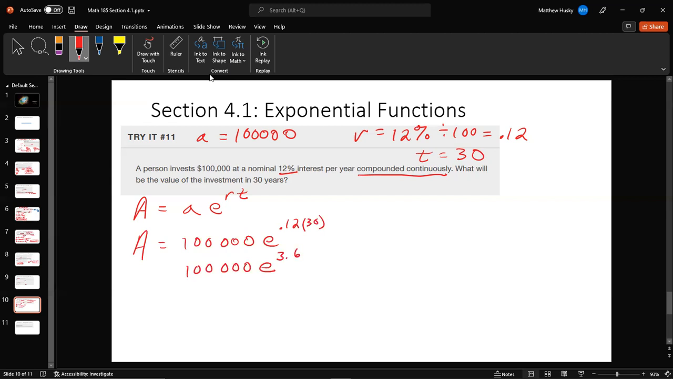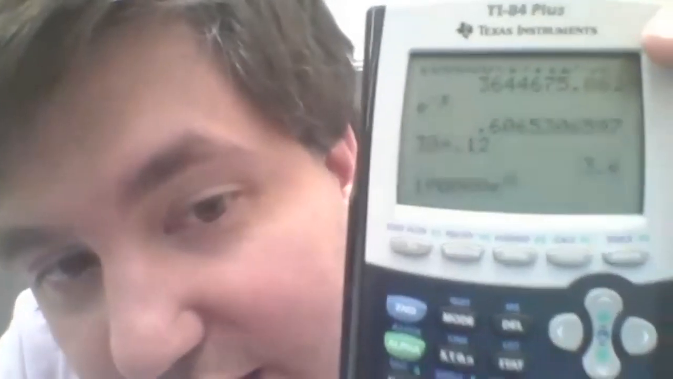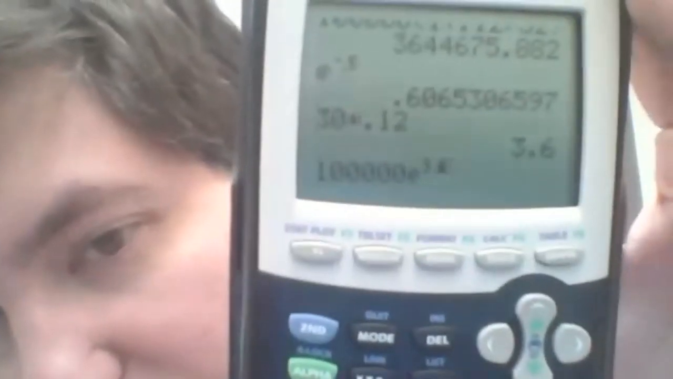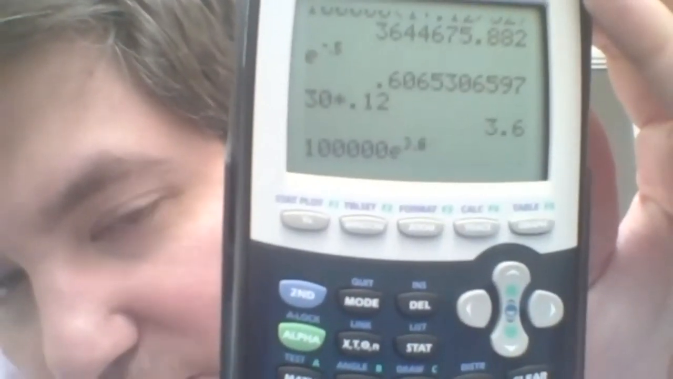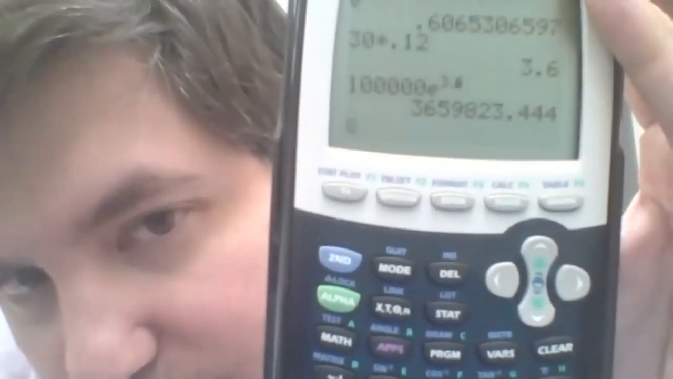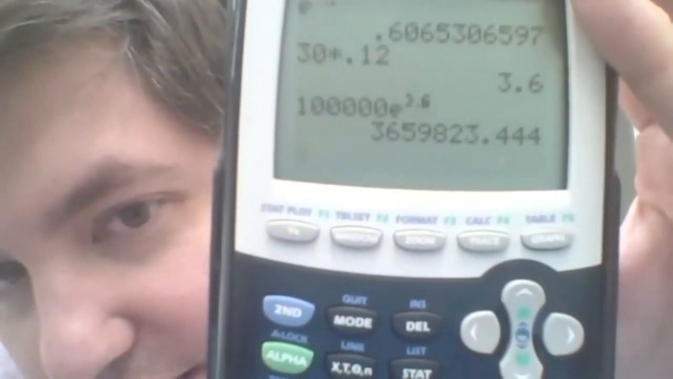And then if we get ourselves a friendly neighborhood calculator here. So I'll get mine here. So we've got 100,000 to start with, 100,000, there it is. And then we're gonna do second, and then the ln key, which is over here. There's the ln key, second ln gives you e to a power, and the power we wanted was 3.6. So we're gonna do 100,000 times e raised to the 3.6 power. And if we do that, we get 3,659,823.44.